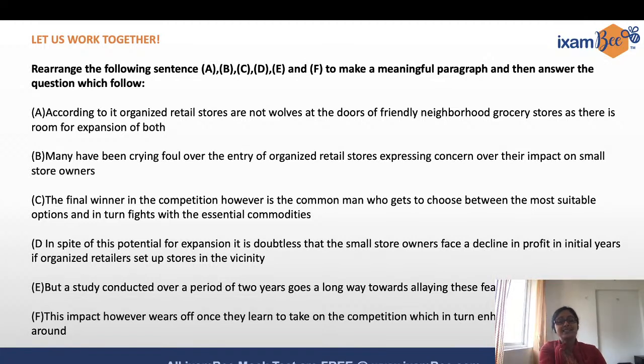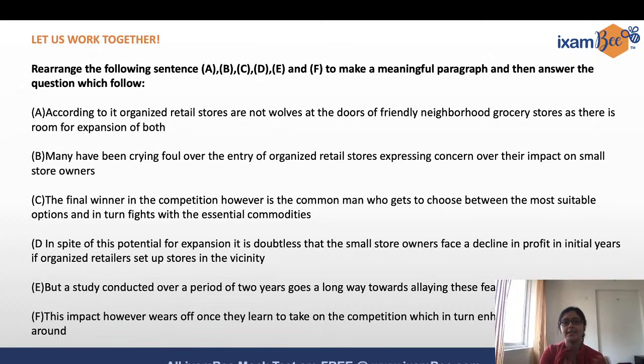Okay, the third sentence. Thank you, Chidambaram. Thank you for that. Thank you for your answer. The third sentence, you feel, is A. And why not? A is perfectly correct because A is talking about the study that was conducted over a period of 2 years, and the study is saying something else.